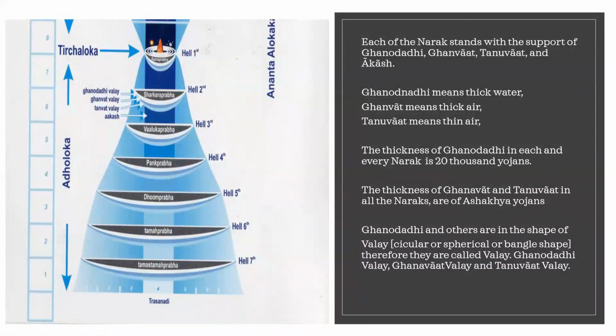And we saw the thickness of Ganodadi Valai is 20,000 yojans, and the thickness of Ganvat, Tanvat, and Akash is Asankhya yojans. And all these are in the form of Valai, that is circular shape, and therefore it is known as Ganodadi Valai, Ganvat Valai, Tanvat Valai, and Akash.